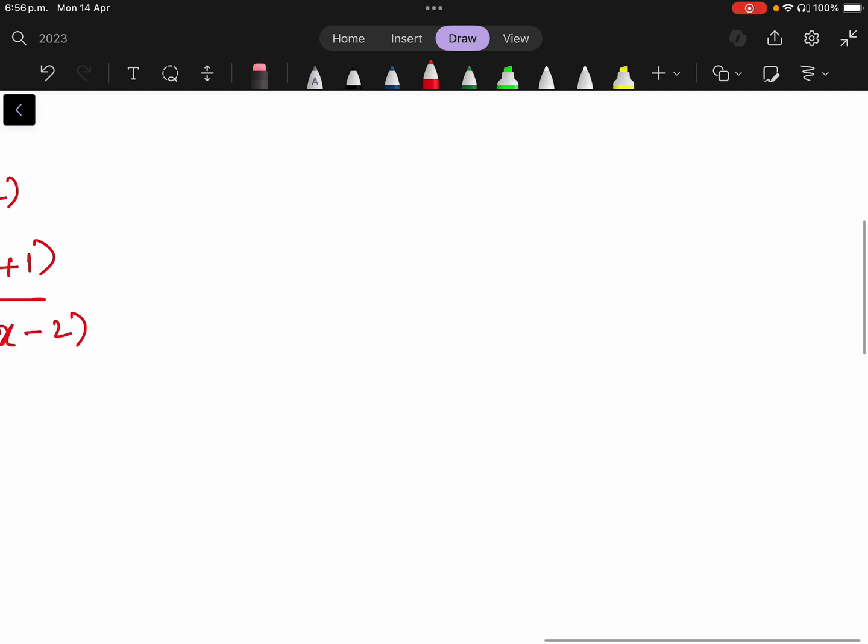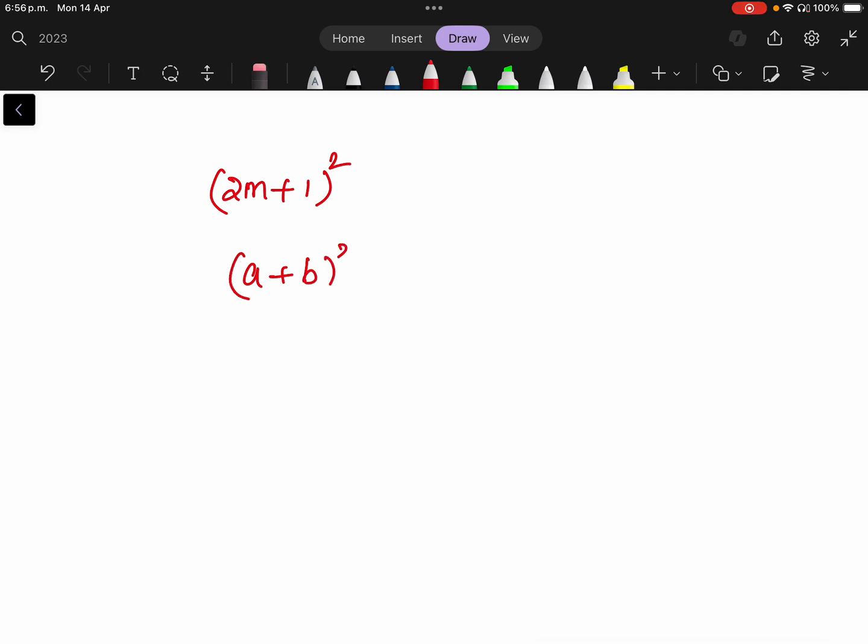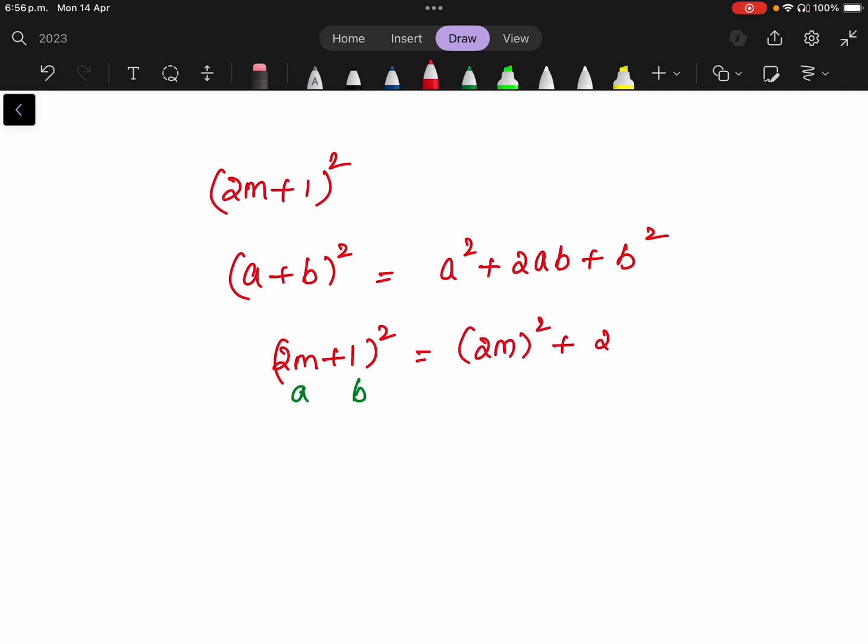If I want to do 2m plus 1 the whole square, there is an algebraic identity: a plus b the whole square. For those of you who have learned this, you will know that a plus b the whole square is equal to a square plus 2ab plus b square. If you remember this, you can directly apply it to 2m plus 1 the whole square, where this is a and this is b. I'll write it stepwise. That is 2m the whole square plus 2 times 2m times 1 plus 1 square, which is equal to 4m square plus 4m plus 1. Okay, whichever method you use, you will get the marks.